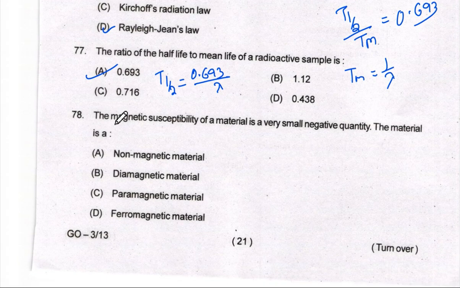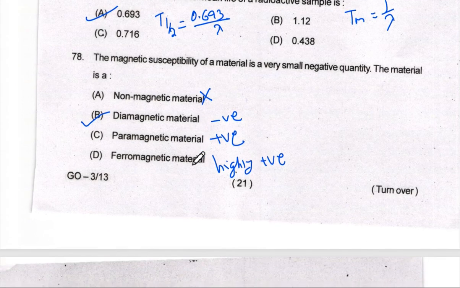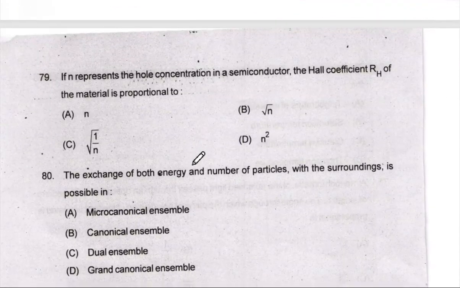So the next question, 78. It is saying that the magnetic susceptibility of a material is a very small negative quantity. If small negative quantity susceptibility, then its answer is diamagnetic material. Because for paramagnetic material, its susceptibility is slightly positive. For ferromagnetic, it's highly positive. For this one, it's negative. So this one is not a non-magnetic material, so that option is wrong. So 78, option B.